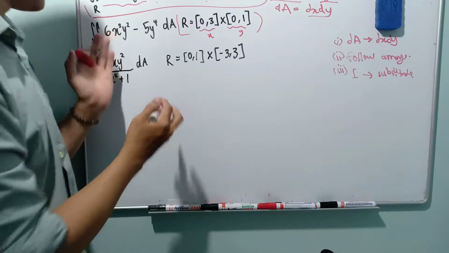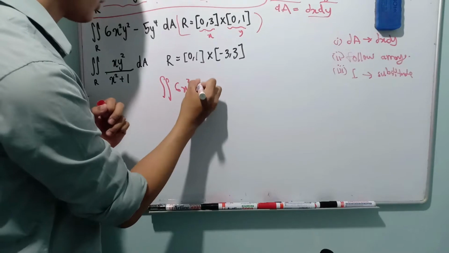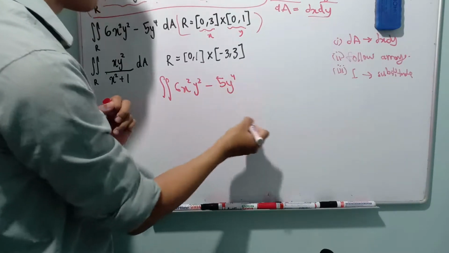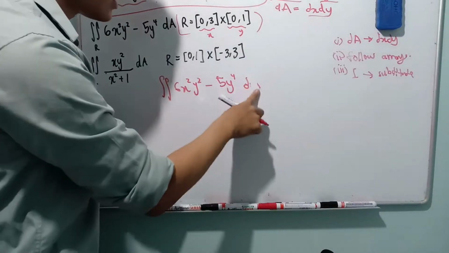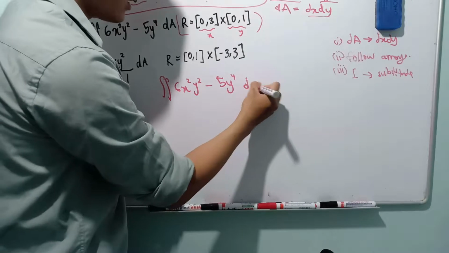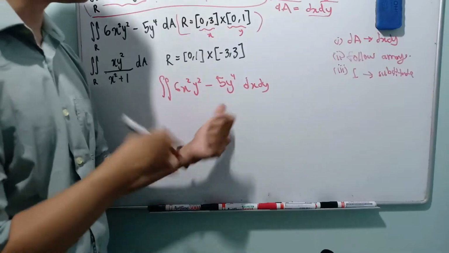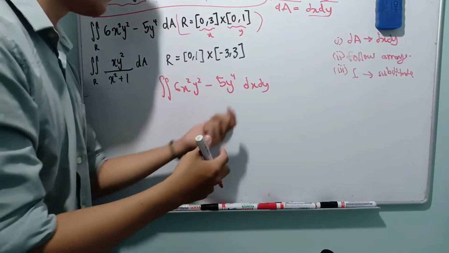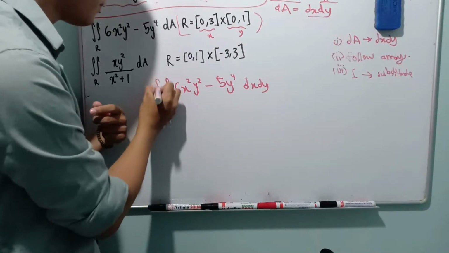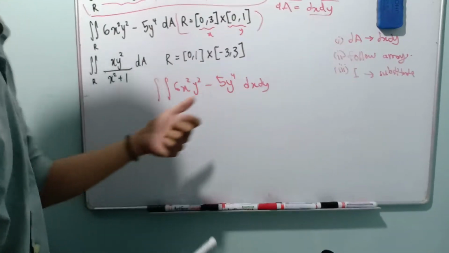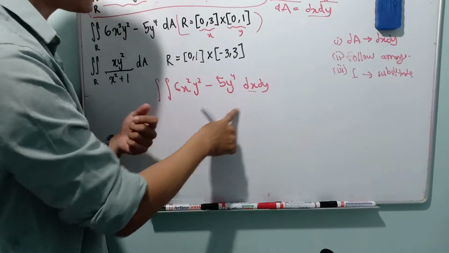So the question is the double integral of 6 s squared y squared minus 5y to the power 4 dA. The first step we're going to do is just change your dA to ds and dy. You can just apply Fubini's theorem over here and see which one is easier. For me, s and y are both easy, so I just choose either one. After that, I follow my arrangement. Since the s comes first, I substitute the s value first. If y comes first, then I substitute the y value first.